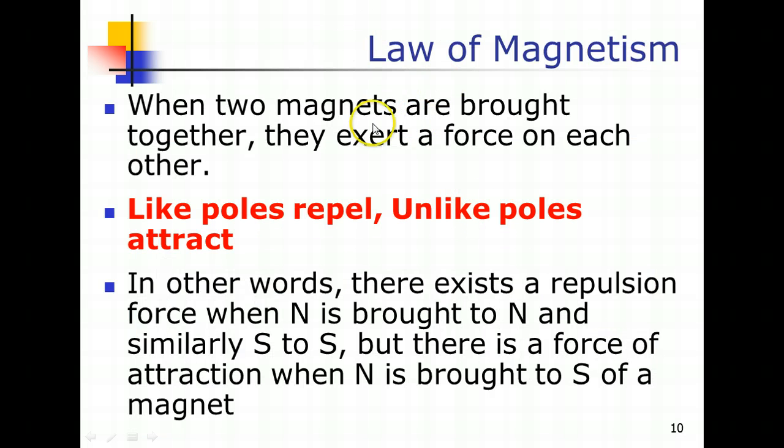Next, this was what I was talking about earlier on, the law of magnetism, which is simply this. O-level science physics will often ask you to just write down or state the law of magnetism, and this is what you just need to write out word for word. Like poles repel, unlike poles attract.